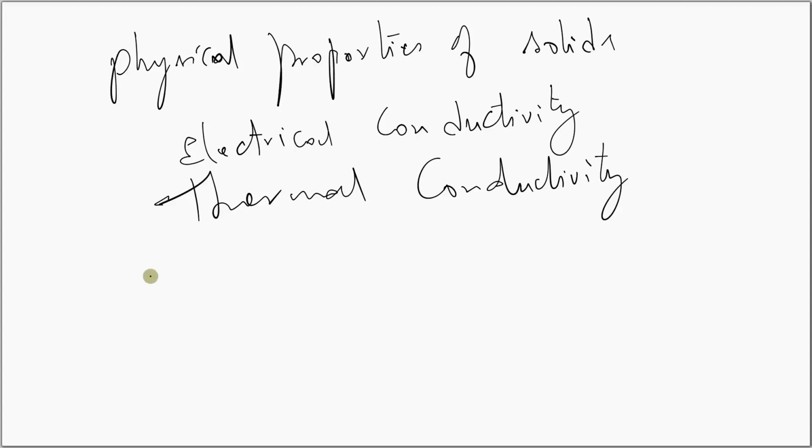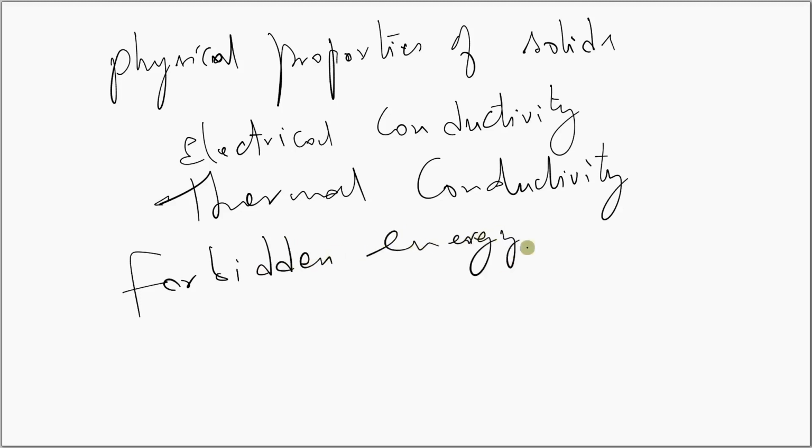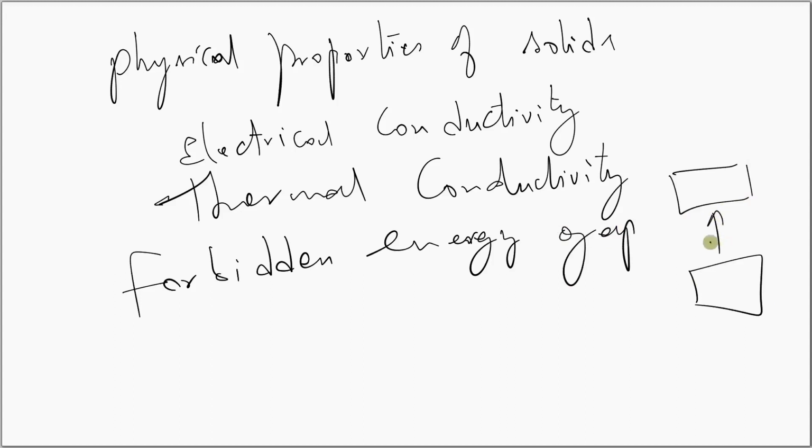Between the energy bands, we have what is known as the forbidden energy gap. Between bands like this, you will have a forbidden gap. So these energy levels are forbidden as far as the electrons are concerned.